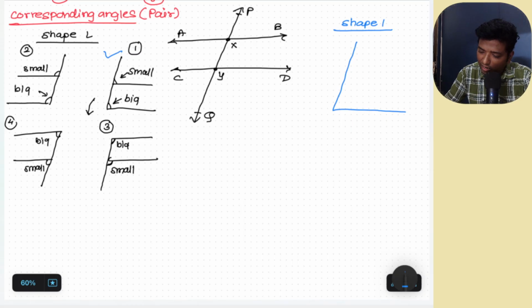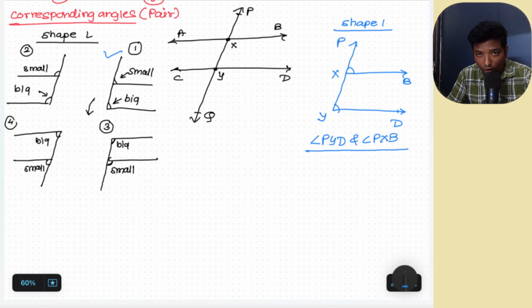The bigger L, the smaller L. The bigger L is made up of P, Y, D, and within the bigger L, the smaller L, P, X. So I can simply say that angle PYD and angle PX, they are forming a pair of corresponding angles. Right? Now shape one is done.